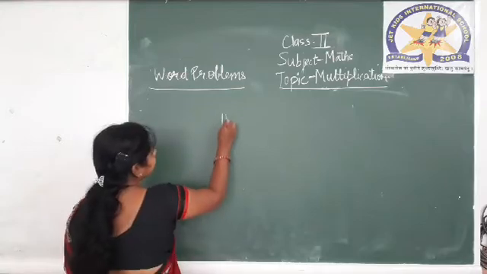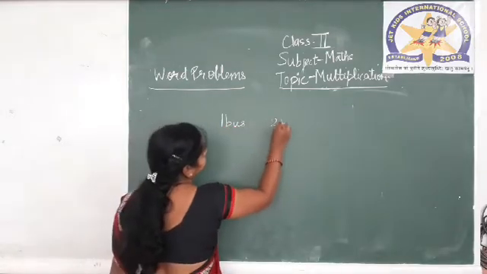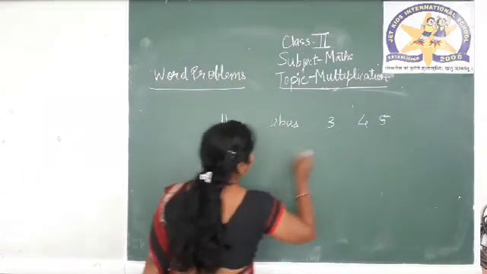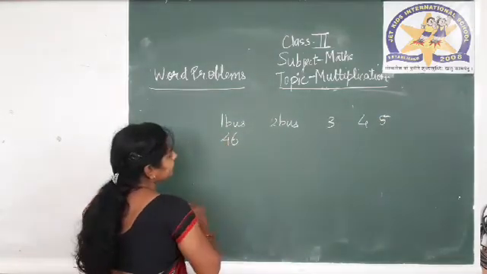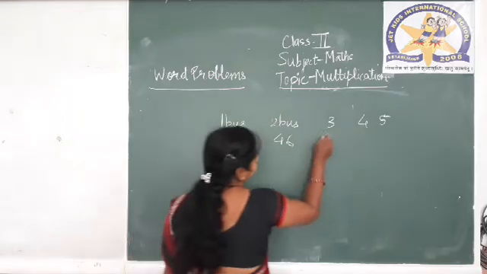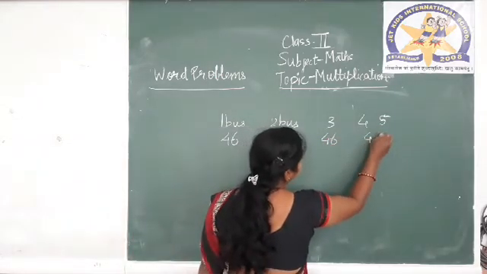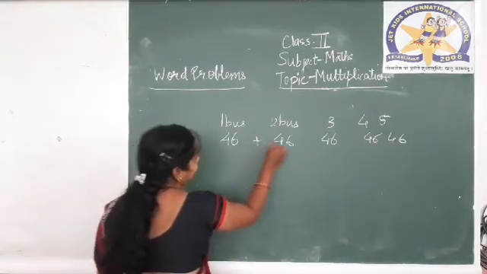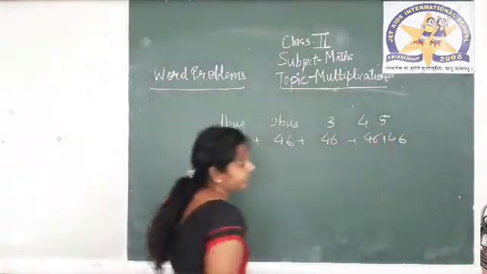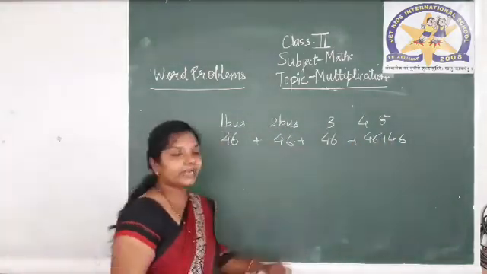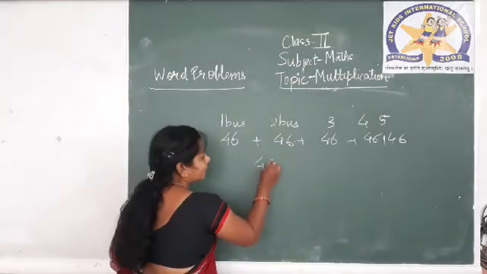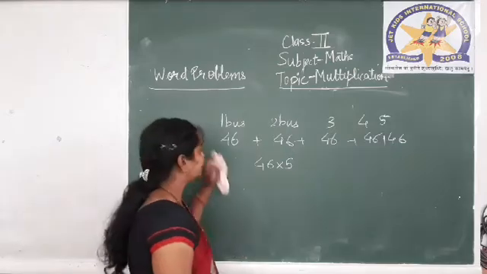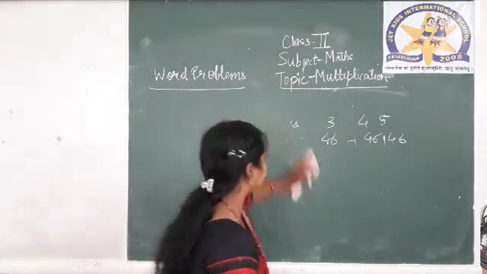This is one bus. This is the second bus. Third, fourth and fifth. In one bus there are 46. Here also 46. Here also 46. Here also 46 and 46. So we will add 46 how many times? 5 times. Instead of adding it 5 times, we can just multiply once. That is 46 by 5. And then we will get the answer.